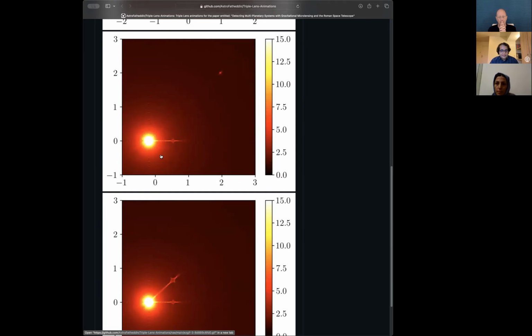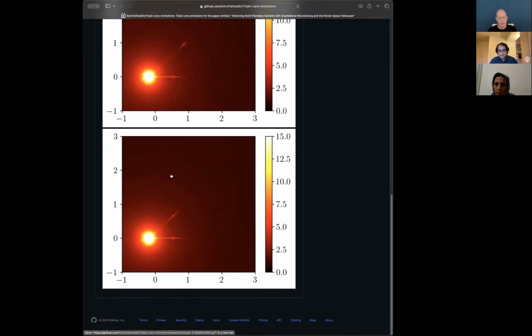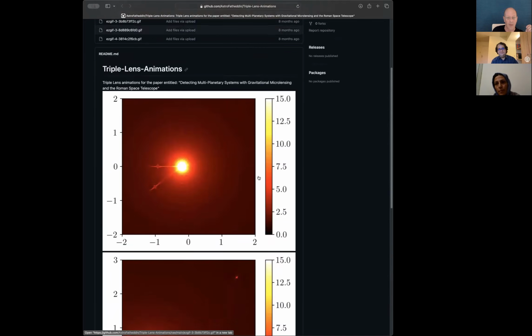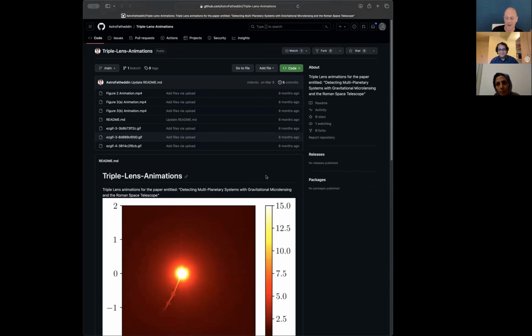Cool. Okay. And in the final animation, the third one, we can see how the second planetary caustic changes as we change the mass ratio of that planet. So as the planet gets heavier, it gets a larger caustic area, which means it will be more probable to detect. And at the same time, it becomes naturally brighter, which means that we will have higher magnification in that area. Great. That is awesome. Very cool. People, you can go check out his GitHub page, Triple Lens Animations.